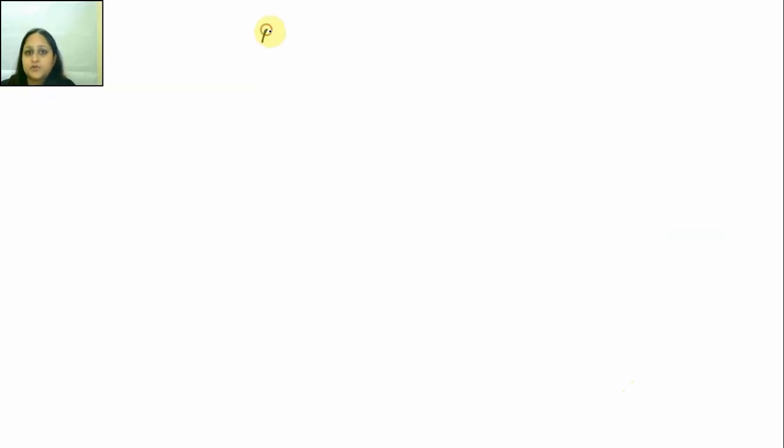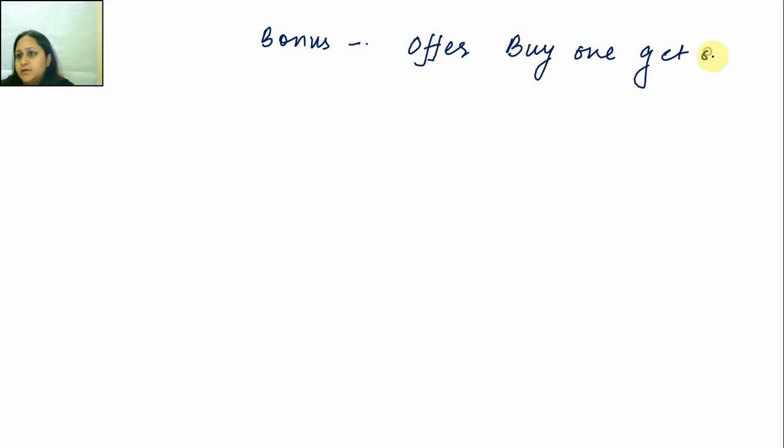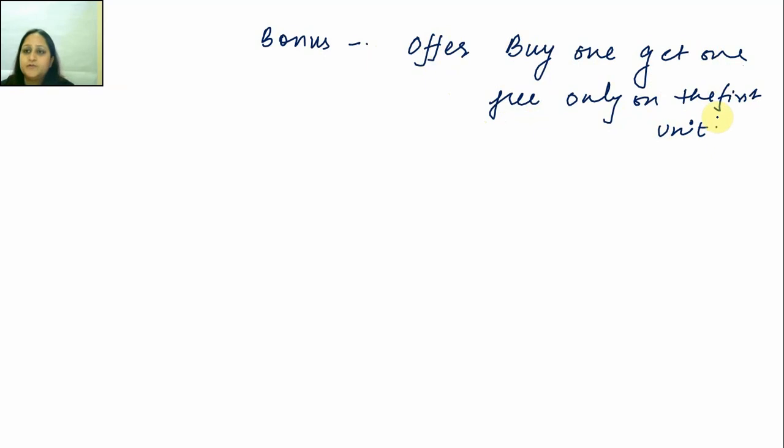Now this is a bonus question which is not there in your assignments, but I wanted to do it with you. So let's suppose there's a shopkeeper who runs an offer of buy one get one free only on the first unit. Only on the first unit. That's it. और किसी पे नहीं है, सिर्फ और सिर्फ फर्स्ट यूनिट पे है.